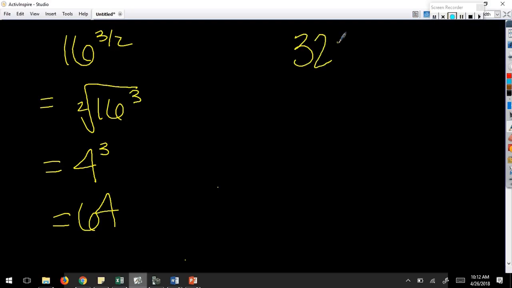What if it's not a perfect root? This one will say evaluate without a calculator.